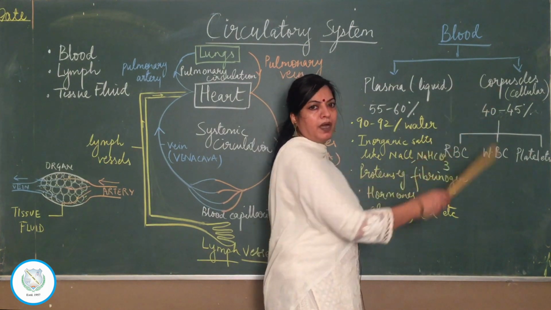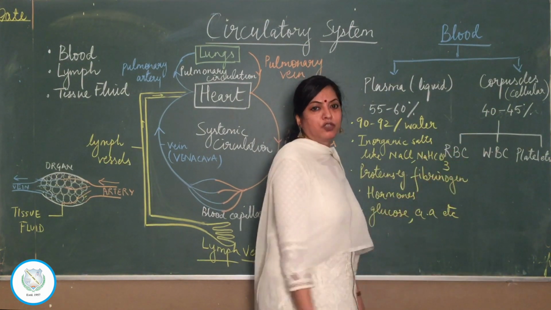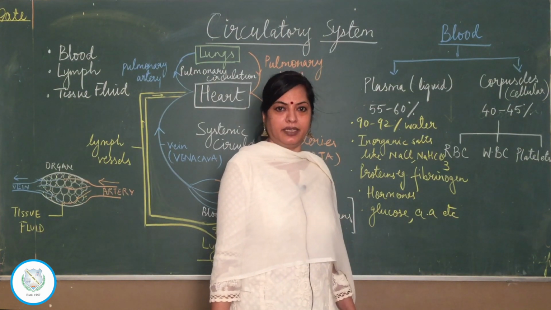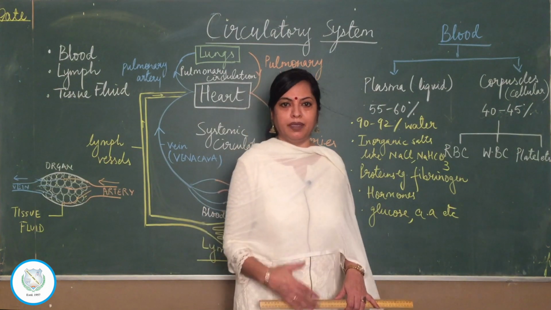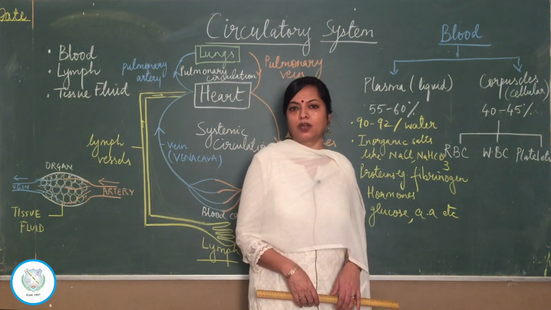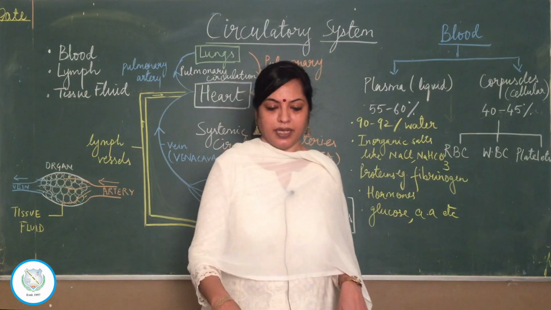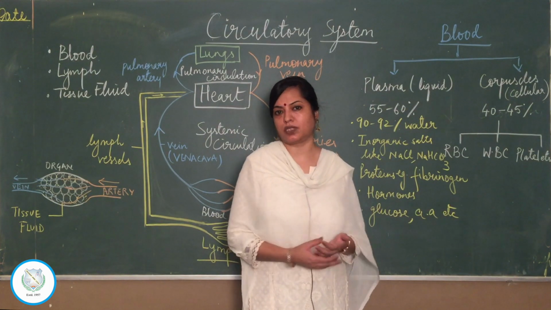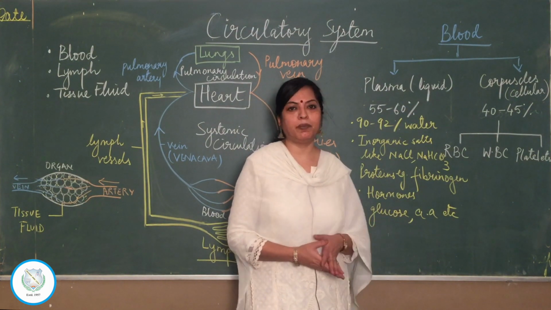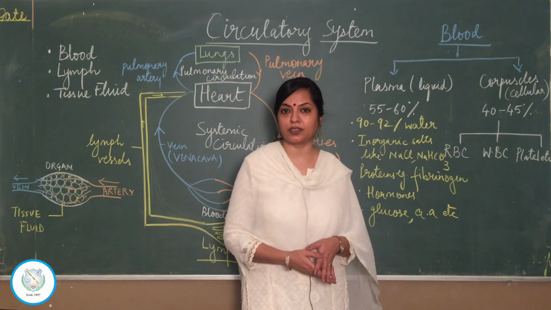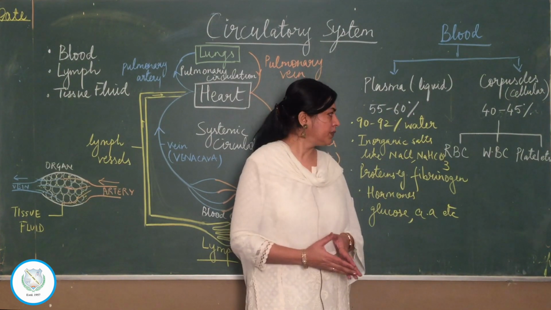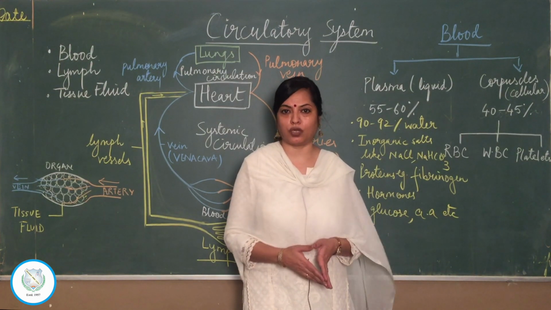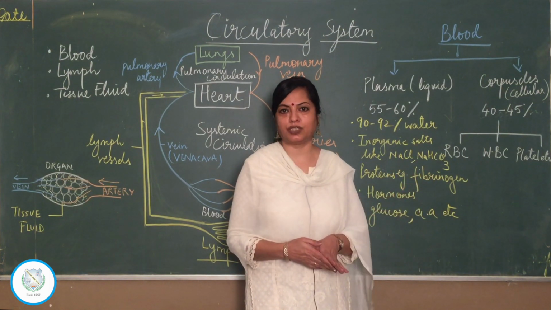This corpuscle part of the blood includes three kinds of corpuscles: red blood cells, white blood cells and platelets. The red blood cells, as the name says, are red in color. They are also called erythrocytes. Erythrin is a red colored dye or a pigment, so they are also called erythrocytes because of their red color. White blood cells are also called leukocytes. Leuko means whitish or colorless. And platelets are also called thrombocytes. Thrombus means clot, so your platelets help in clotting of blood.